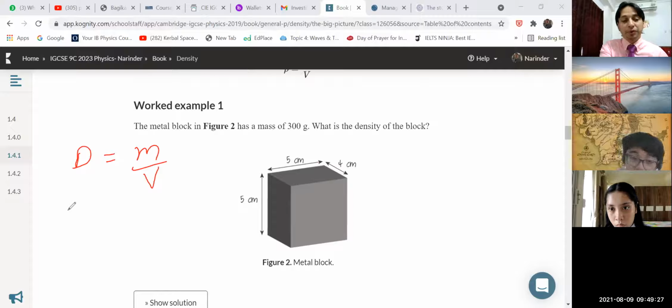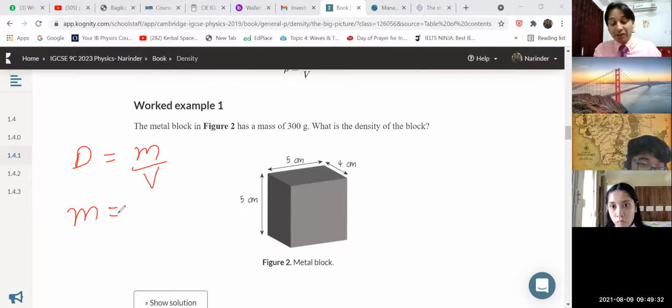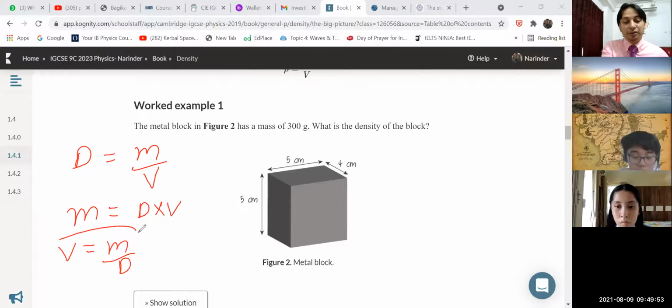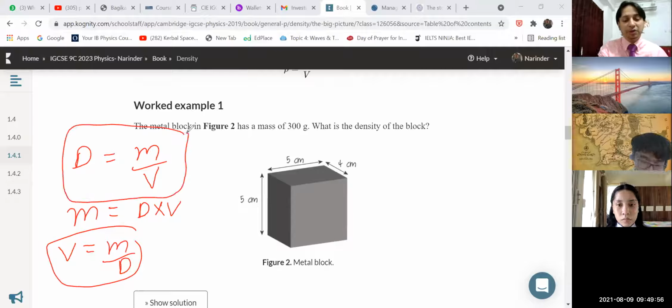Suppose sometimes density is given, volume is given, and the examiner can ask you to find the mass. So mass will be density multiplied by volume. Similarly, if you need to calculate the volume from the given information, if mass is given and density is given, then volume can be calculated by mass divided by density. So just remember one equation, that density is mass divided by volume. Whatever you need to calculate, you just cross multiply the terms and you can find the required value.